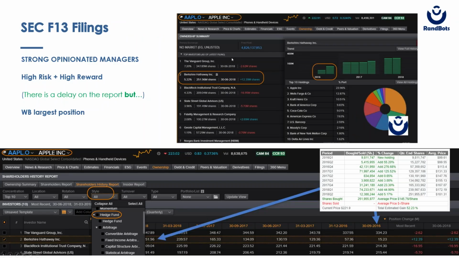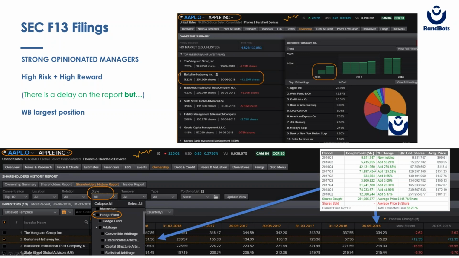The other one is SEC F13 filings. And what do I look for here? I look for very strong opinionated managers. And I call these high reward, high risk trades. Yes, the SEC F13 filings come with a delay. Yes. But for example, let me show you a trade that was picked up because of Berkshire footprints. Berkshire is the company managed by Warren Buffett.